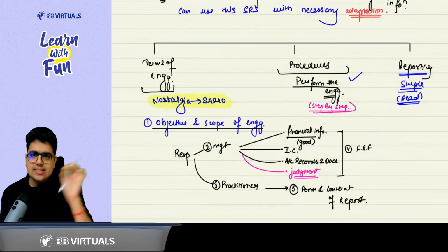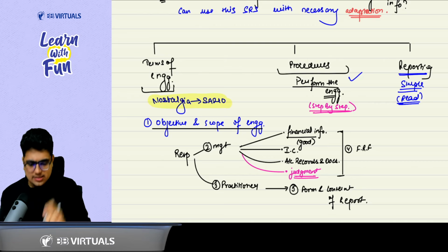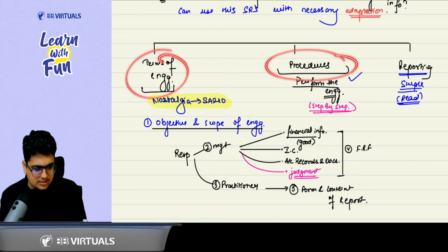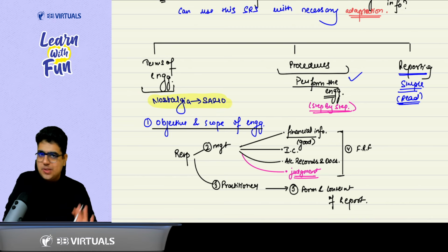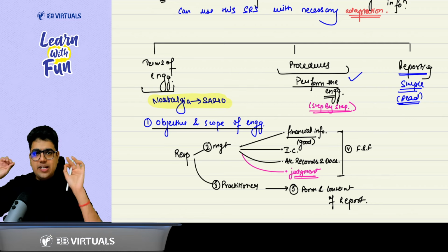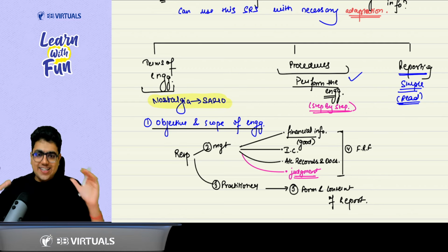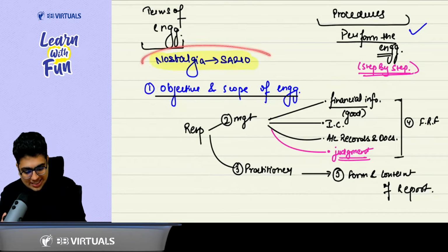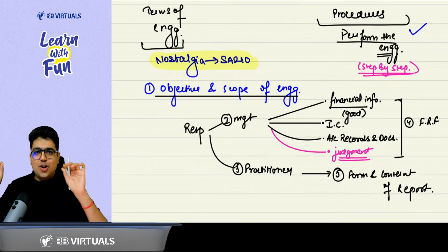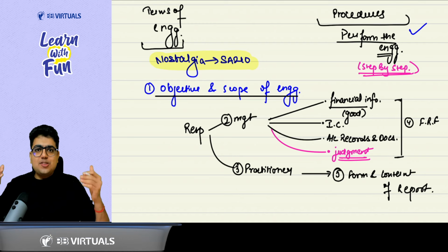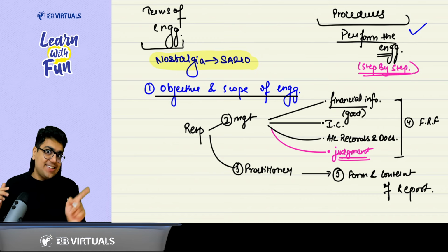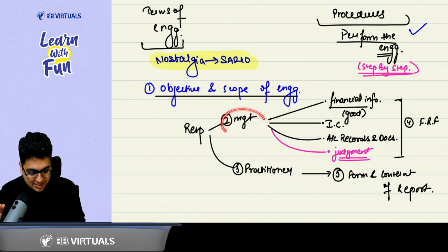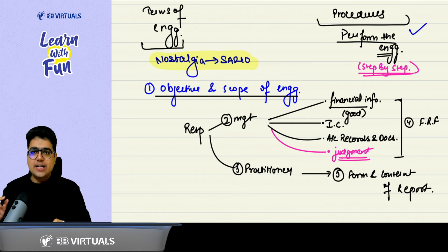Now we have divided this standard, like the last one, into three parts: terms of engagement, procedures, and reporting. In terms of engagement, five terms of engagement need to be there. Like in an audit engagement, here also the first thing will be objective and scope. So go to the nostalgia of SA 210, and the first thing is the objective and scope of engagement. Then the next two points are responsibility of the management and responsibility of the practitioner, not the auditor.